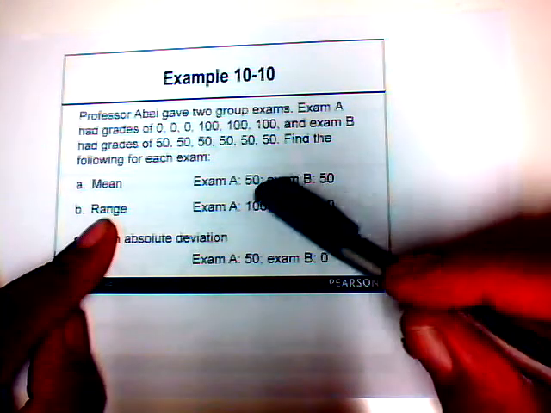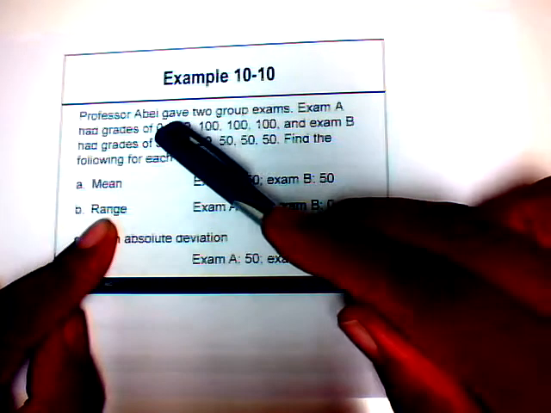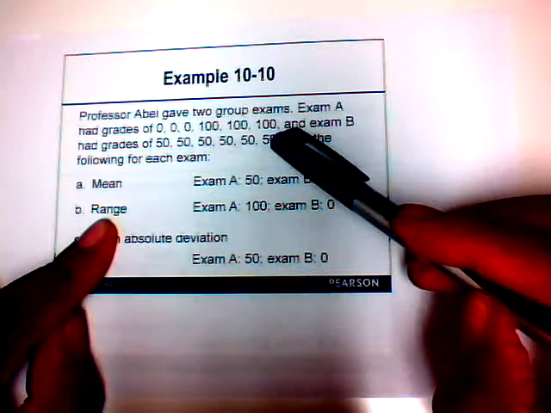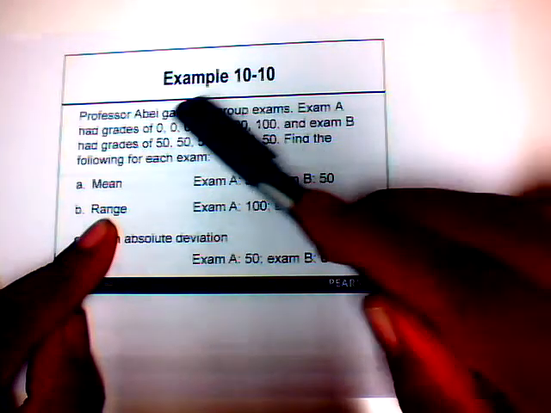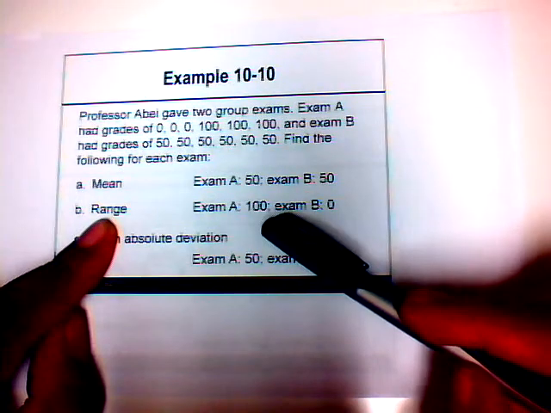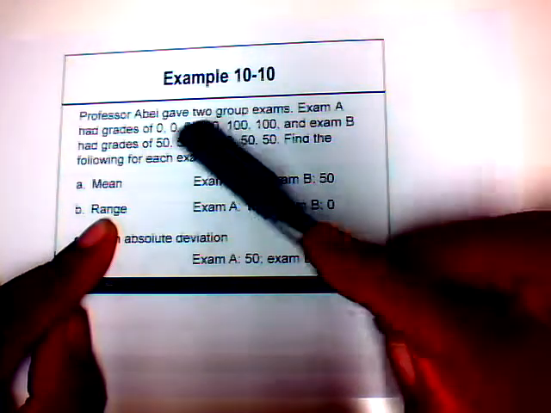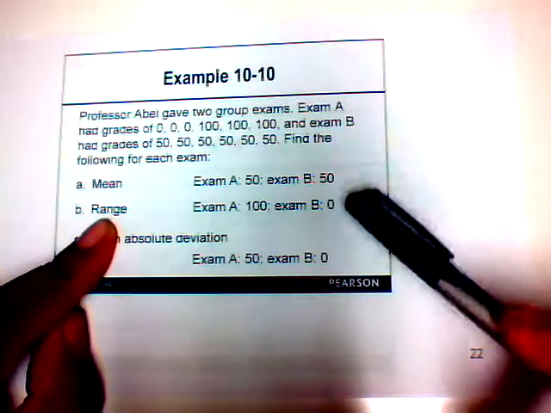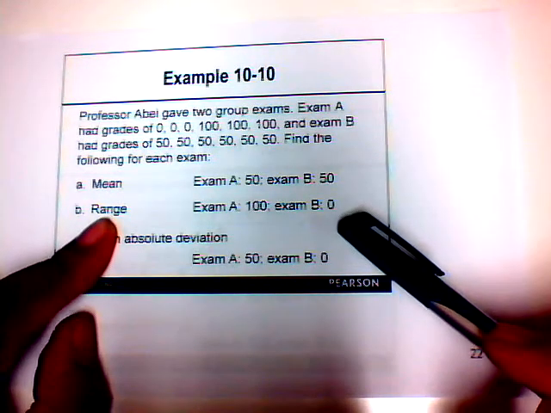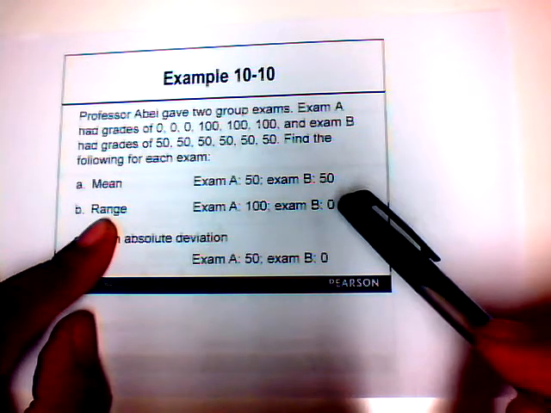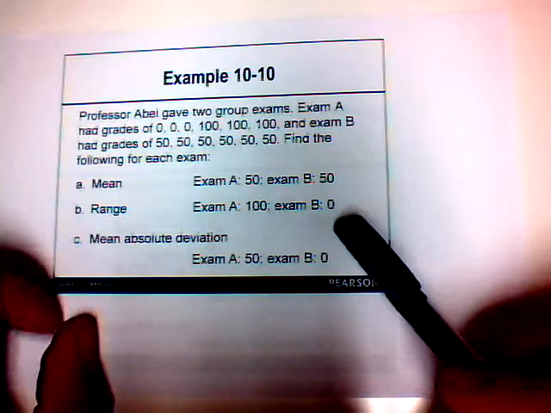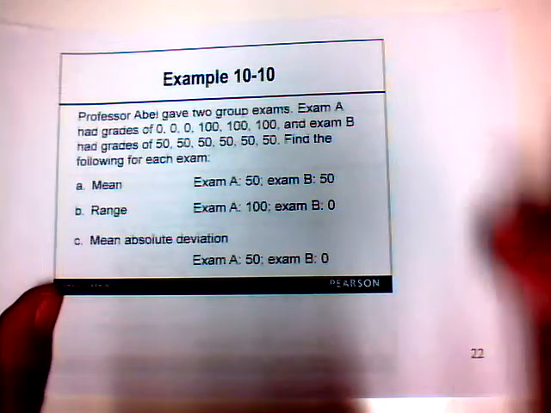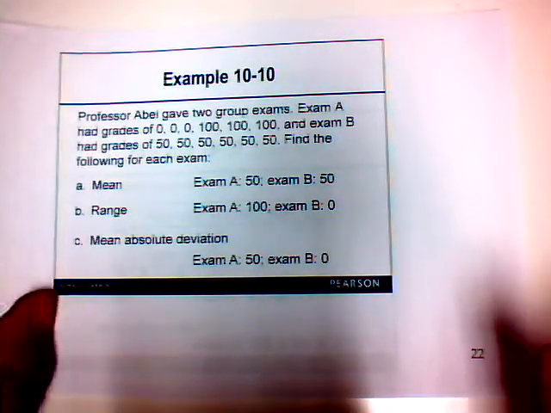Part B is finding the range. For exam A, the lowest is 0, the highest is 100. 100 minus 0, that's 100. For exam B, the lowest and the highest are the same. So if you do 50 minus 50, you're going to get 0. So the range for exam B will be 0. Okay, now I won't discuss the mean absolute deviation here.